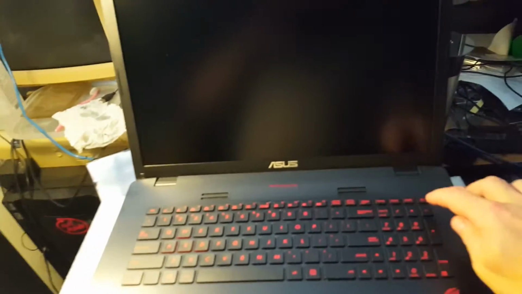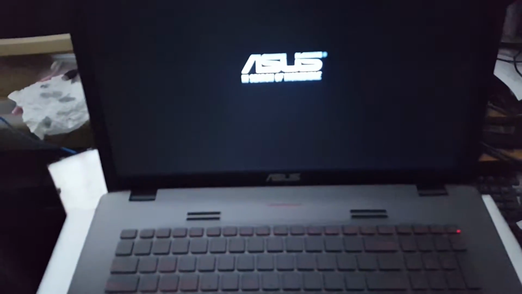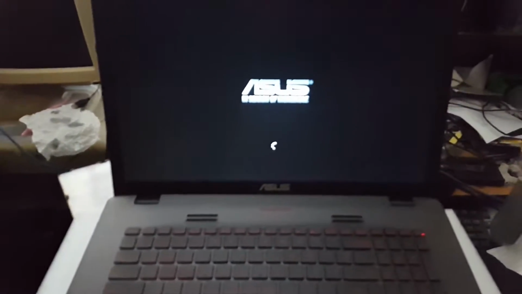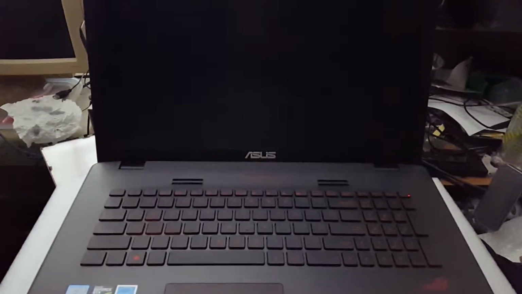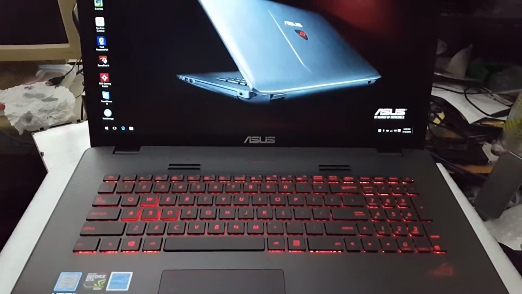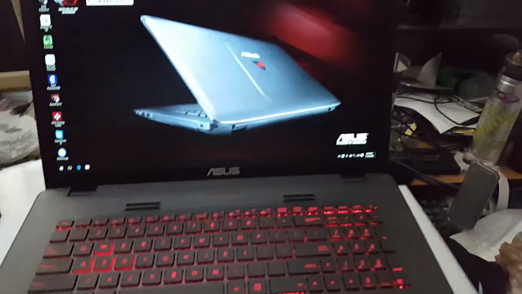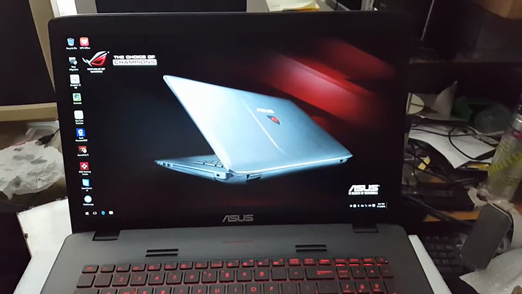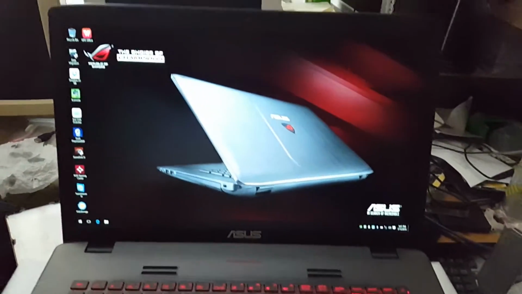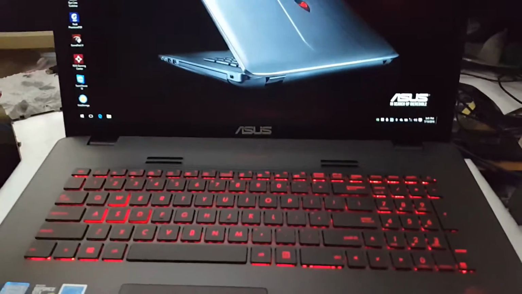Let's see. First boot with a copied SSD. This is running on battery. That's fast as shit. Look at that. That was fast. Much faster than a hard drive.